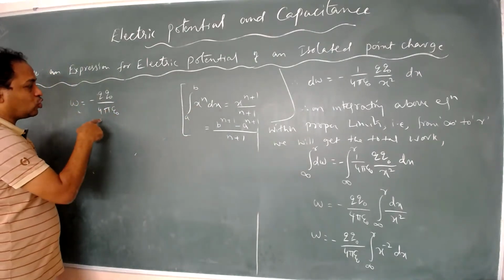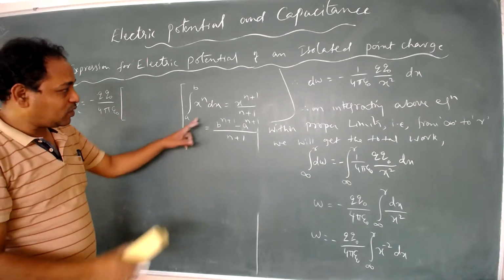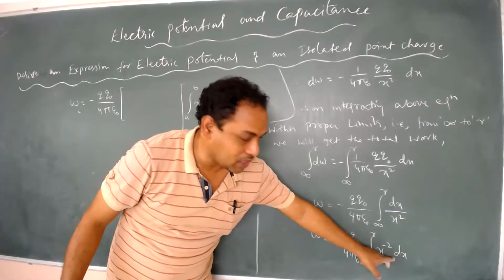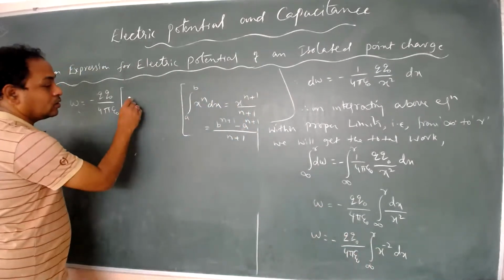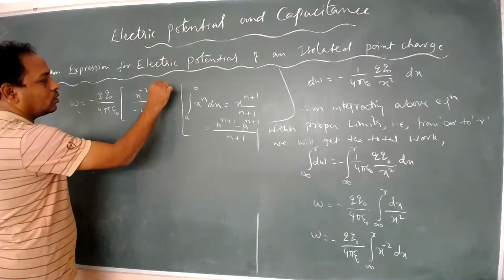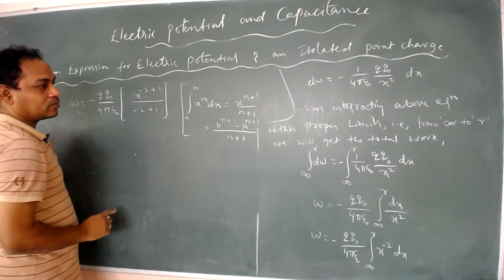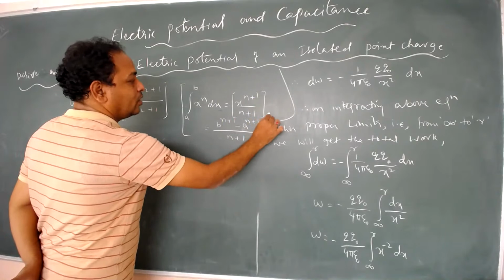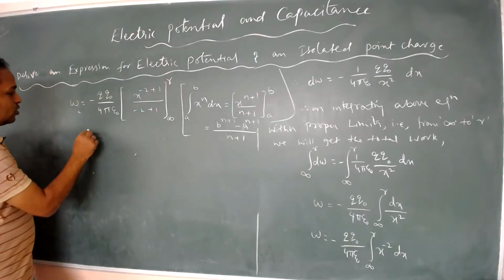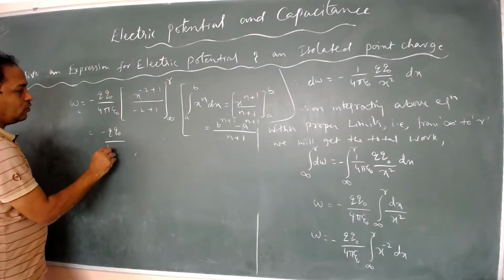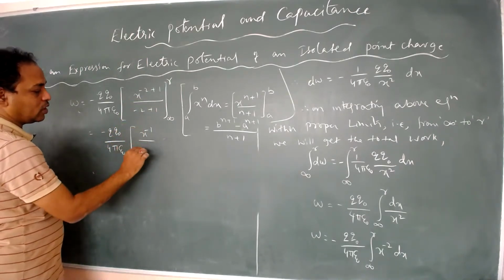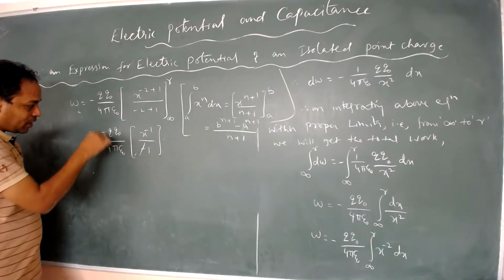We will do the same for this. See, the same thing I will write. Here also it is like x power n dx. So for this I will write x to the power minus 2 plus 1 by minus 2 plus 1. And the limits I write like a, b; similarly for this, infinity and r. Therefore minus q naught by 4 pi epsilon naught into x power minus 1 by minus 1. So this minus will get cancelled.